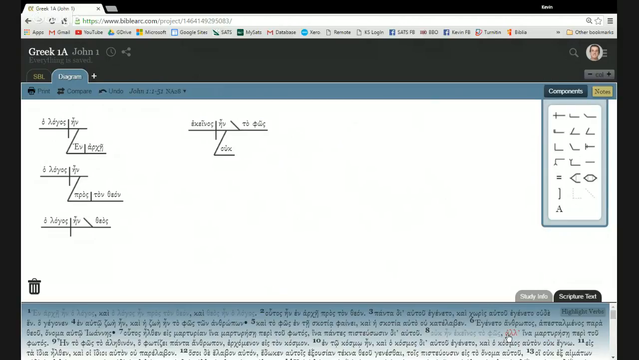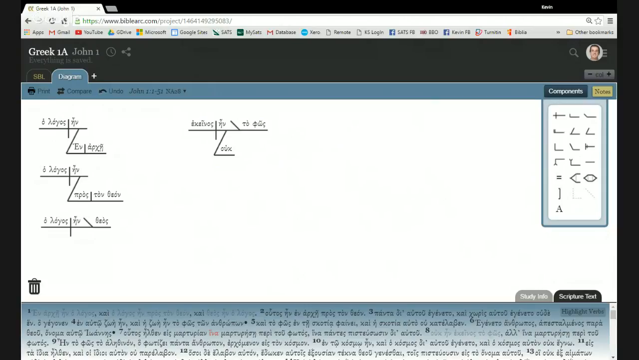So what we have here is something missing from this clause. We've got ellipsis, would be my guess, and if I look back, I'm going to look for a word that says he came, and there it is. So houtos, this one, elthen, he came, eis marturian, as a witness or for a witness, hina martyrese peri tou photos. So here we've got the exact same phrase. Notice, hina martyrese, in order that he might bear witness, peri tou photos, concerning the light. Can you see what I'm pointing at?